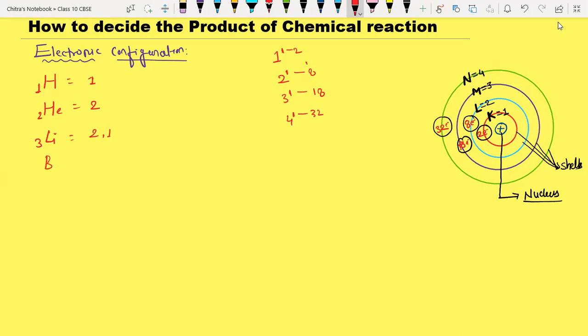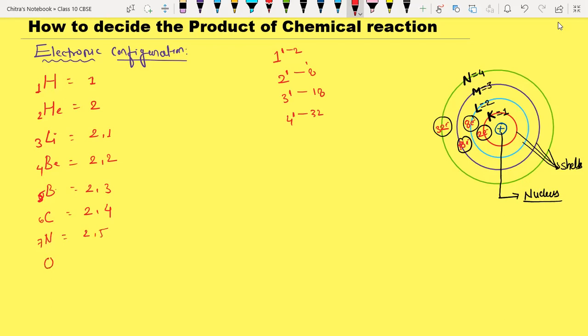Now for beryllium, atomic number 4, its electronic configuration will be 2, 2. After beryllium, we have boron, atomic number 5, so its electronic configuration will be 2, 3. Then after boron, we have carbon, atomic number 6, so its electronic configuration will be 2, 4. Then after carbon, we have nitrogen, atomic number 7, so 2, 5 will be the electronic configuration.